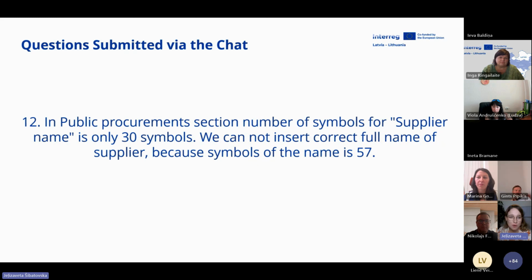In the public procurement section, the number of symbols for the supplier name is only 30. We cannot insert the correct full name of the supplier because the name is 57 symbols, so it's larger. In this case, please use the comments section and specify the full name of the supplier.